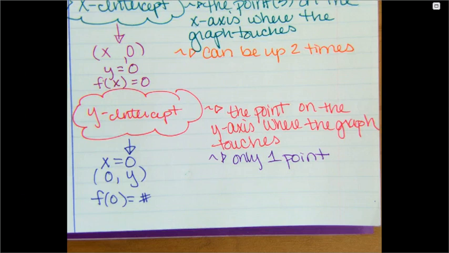So for your x-intercept, y is always 0. And for your y-intercept, x is always 0. Okay. We good? Let's do it.